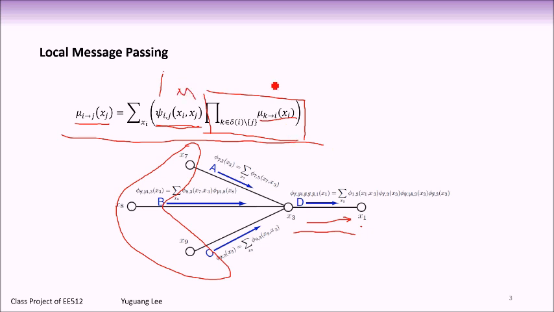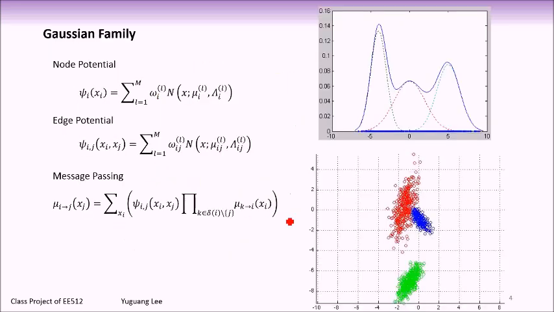If all the variables, the potentials and messages, are discrete random variables, then the edge potential would be like a table, which is a matrix, and the messages are vectors. So it won't cost too much calculation. However, in a lot of applications we have to use continuous functions to model the potentials of nodes and edges.